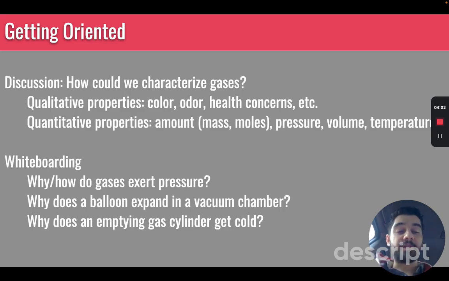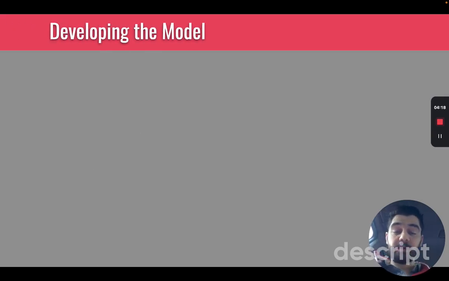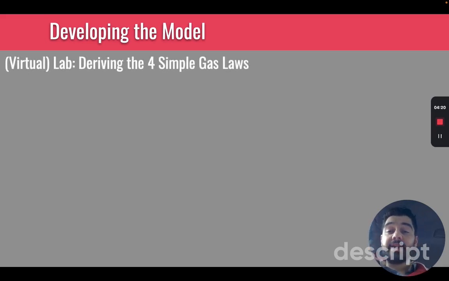So these are some other potential whiteboarding activities that we could do just to get a sense of some interesting things that gases do that we want to figure out. And so this is my idea of introducing the unit. Then from there, we would start developing our model.